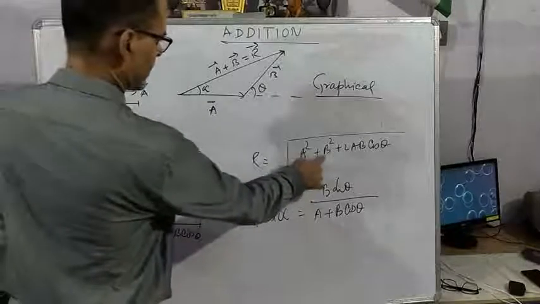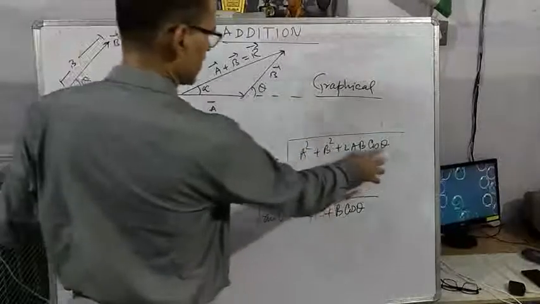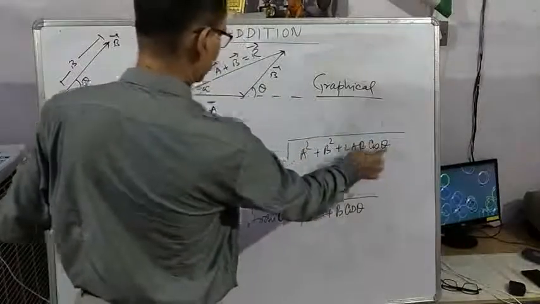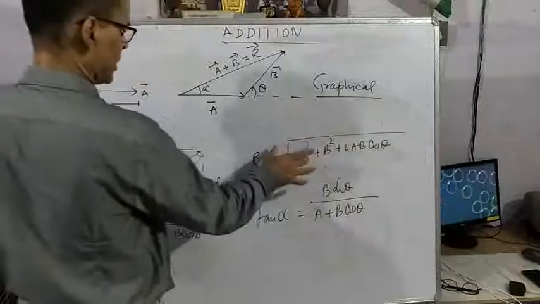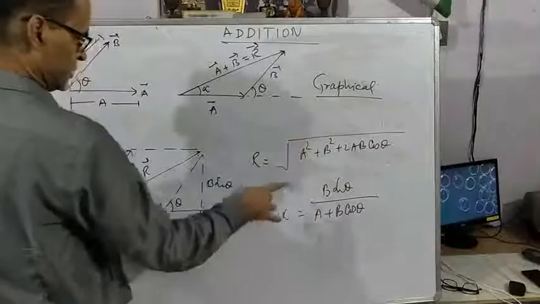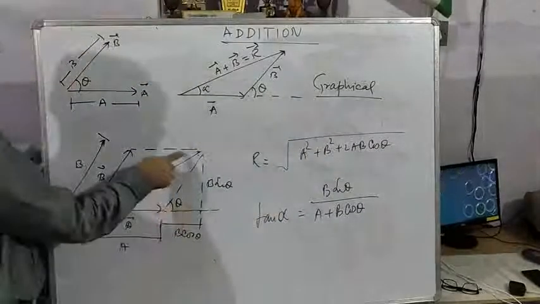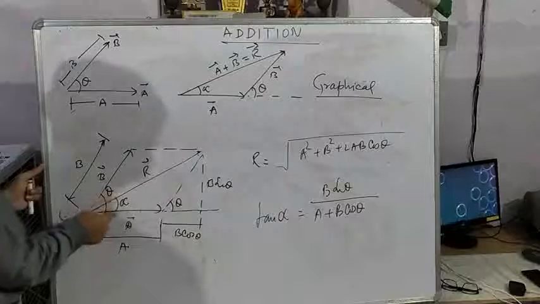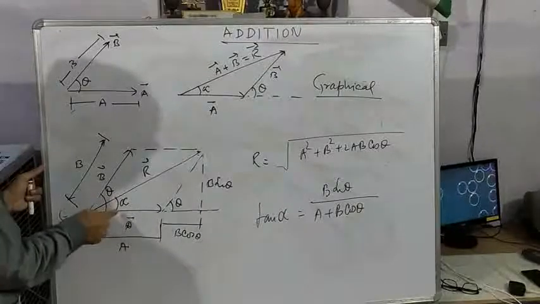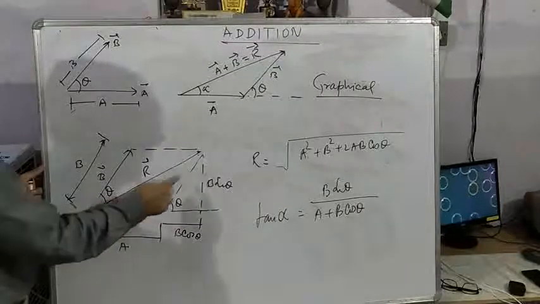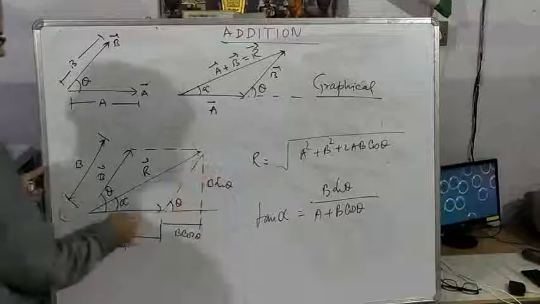A and B are magnitudes and theta is the angle between the two vectors. This formula gives only the magnitude. To find the direction of the resultant, you need this angle alpha. To find alpha, again consider this triangle.